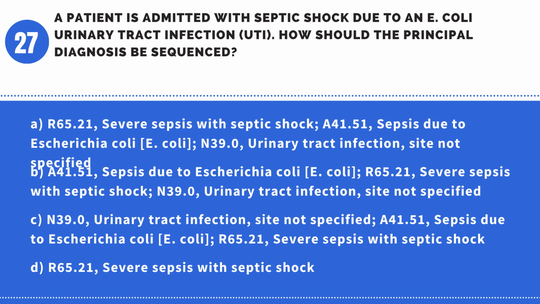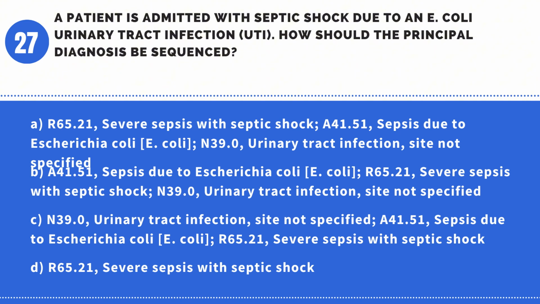Question 27. A patient is admitted with septic shock due to an E. coli urinary tract infection, UTI. How should the principal diagnosis be sequenced? A. R65.21, severe sepsis with septic shock, A41.51, sepsis due to Escherichia coli, and N39.0, urinary tract infection, site not specified.